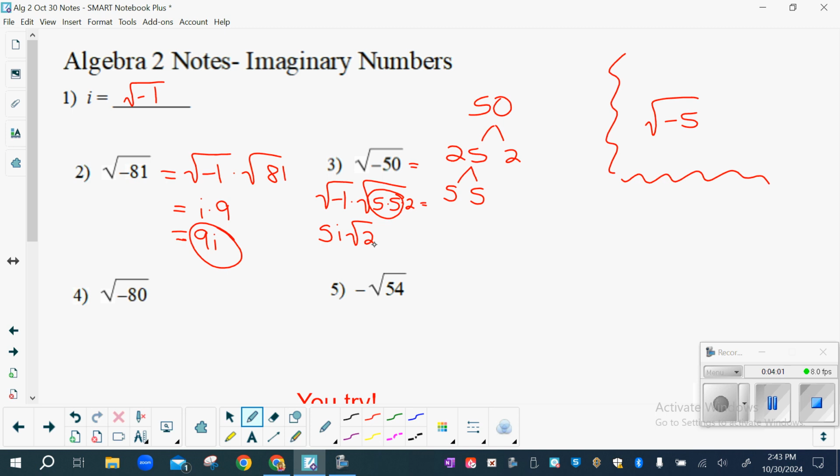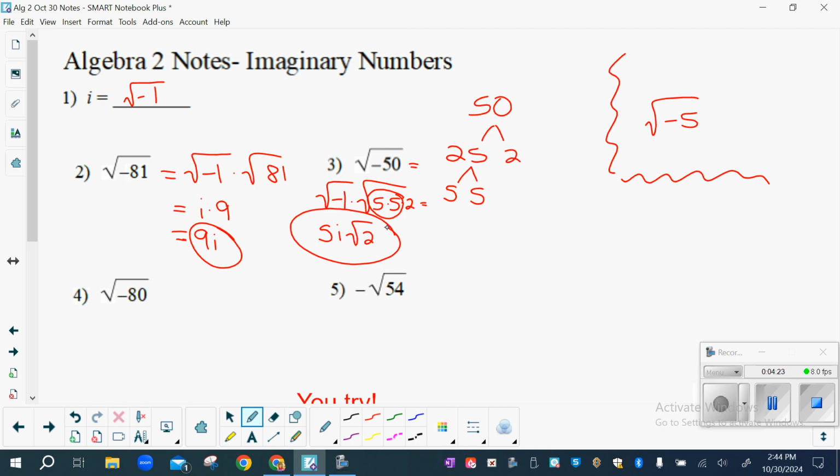So the reason we put the i in front of the square root is if we put it to the right of the square root, we're not sure when we write it whether it's underneath the square root or outside of it. So it's so much clearer if we just write it like this, 5i times the square root. Does that make sense? Okay.